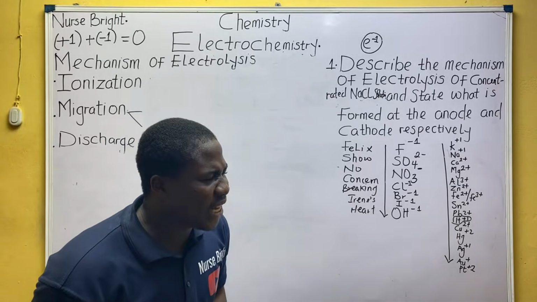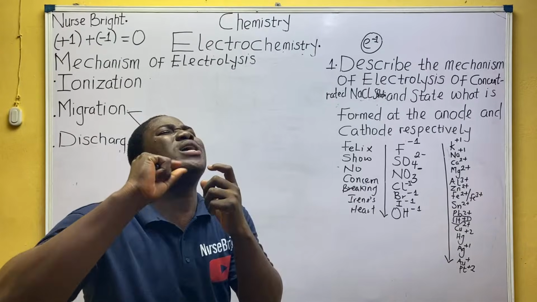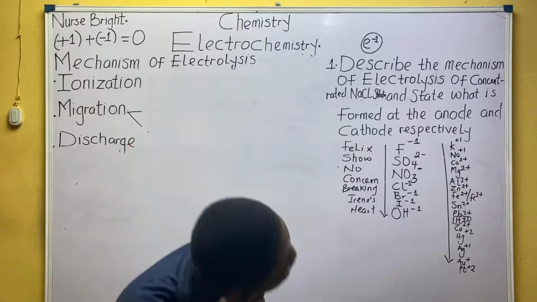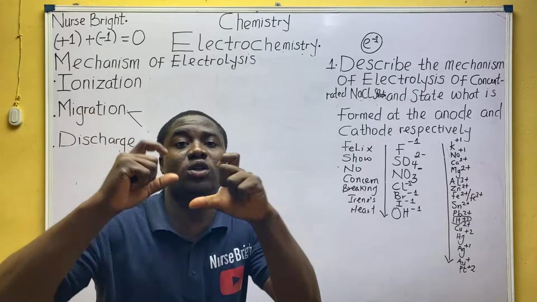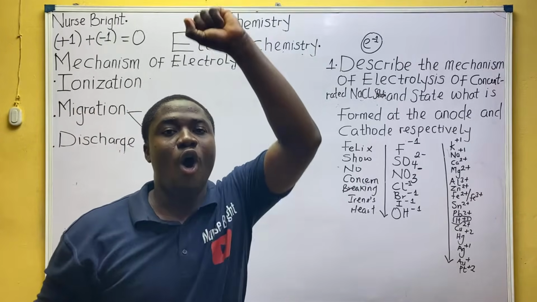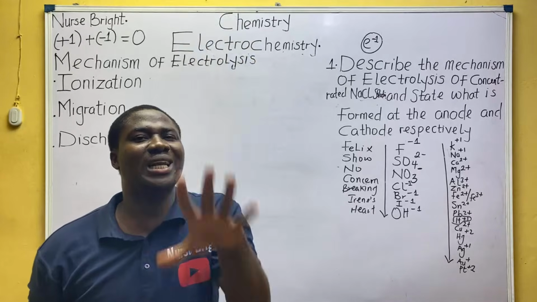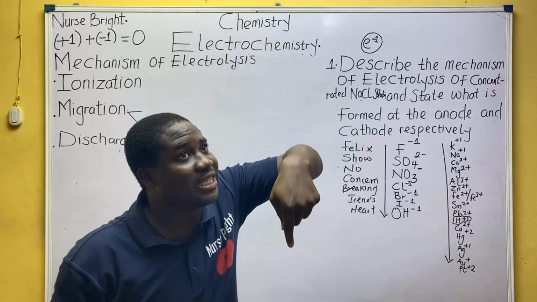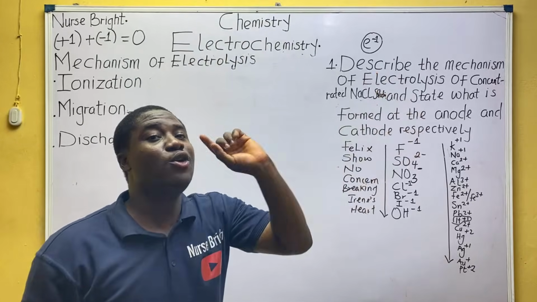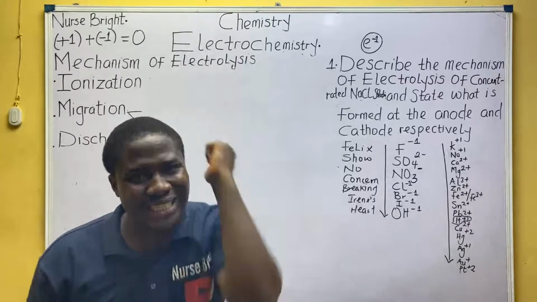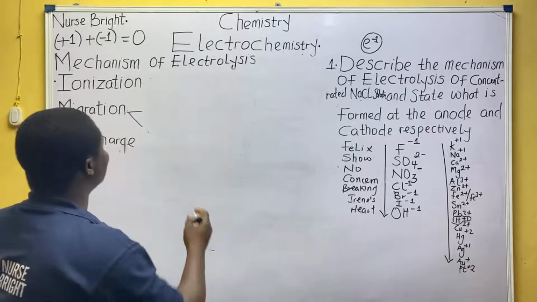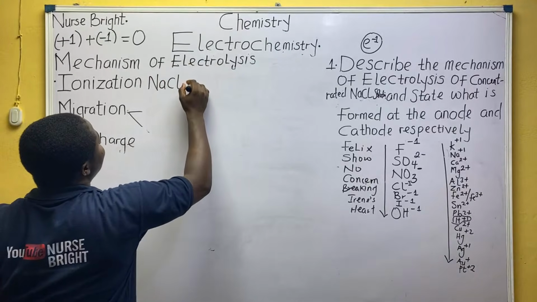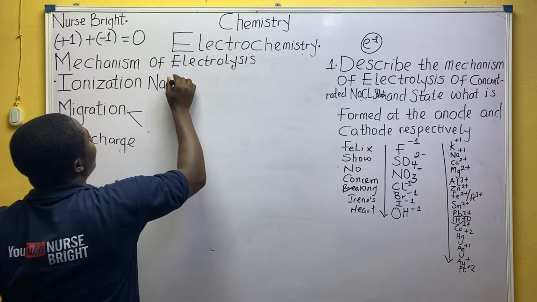When it is concentrated, you should be very careful with what will be preferentially discharged at the anode. I repeat, whenever the question has concentrated in it, whatsoever compound, you should be careful of what will be discharged at the anode. Let's start. So basically, it is concentrated sodium chloride, all right? And definitely, you know what should happen.